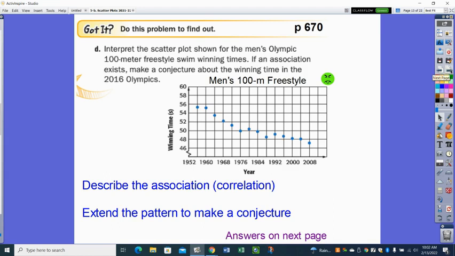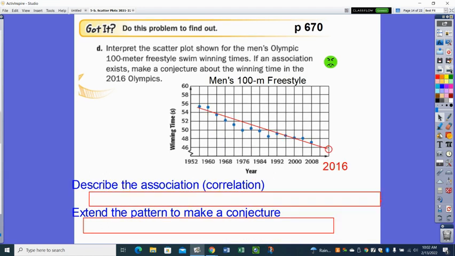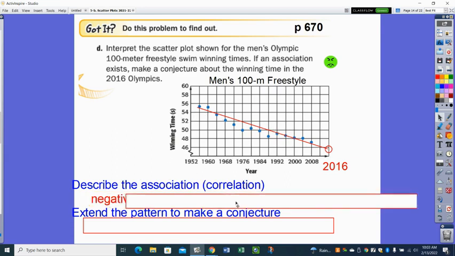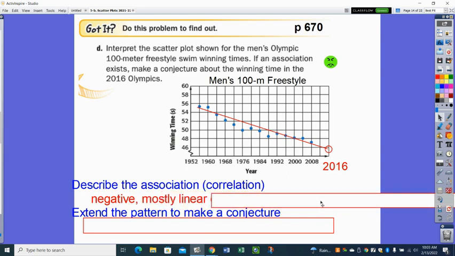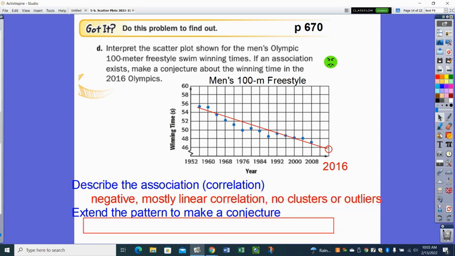So basically, guys, this talks about everything that we have covered in this video. Mr. Yuck's there because of the missing title. And you should have said that it is going down. So did you say it was a negative correlation? It's mostly linear, right? And also there are no clusters and no outliers.